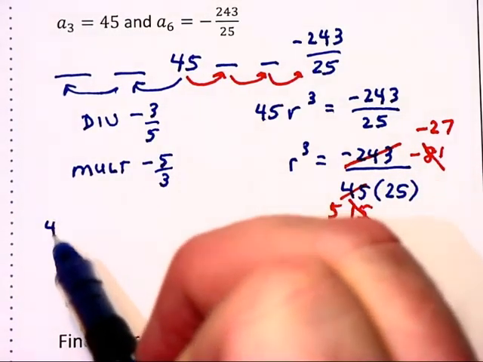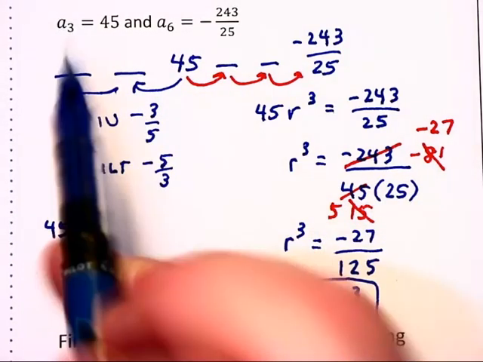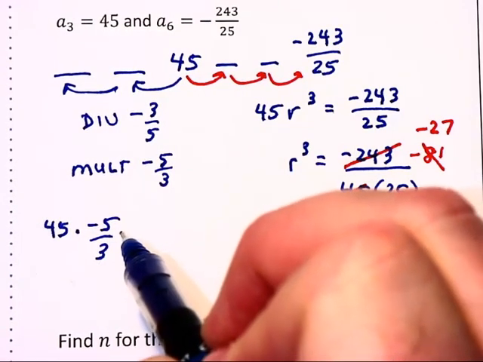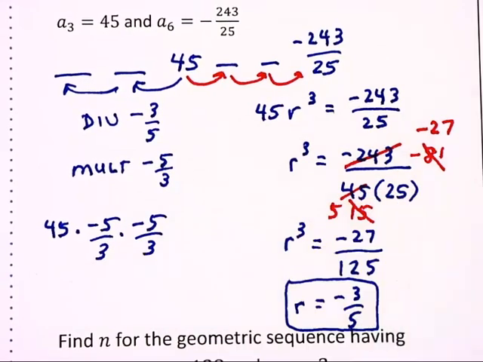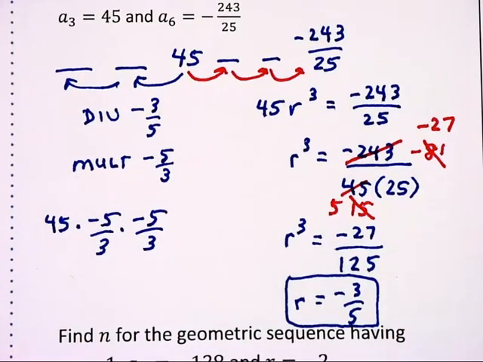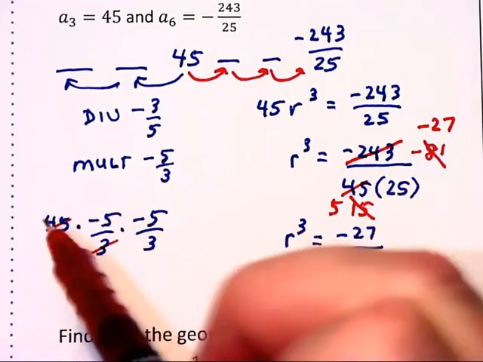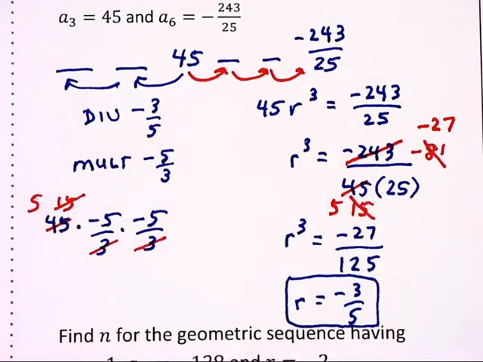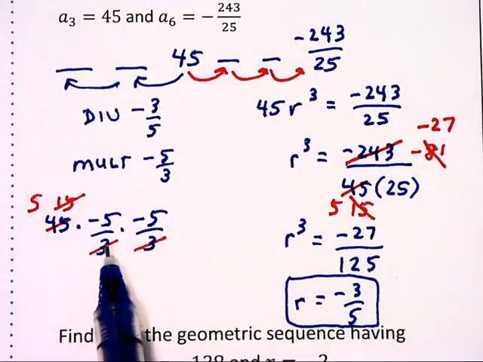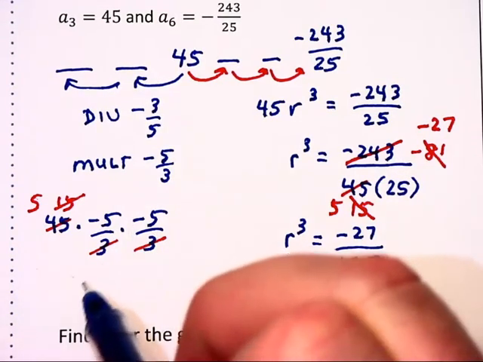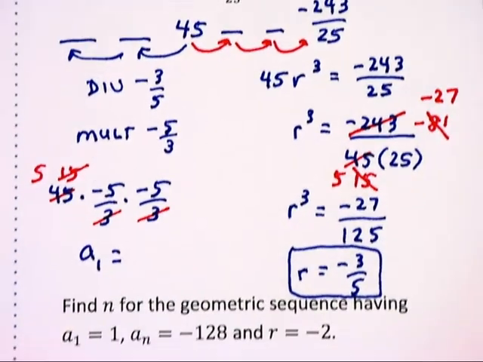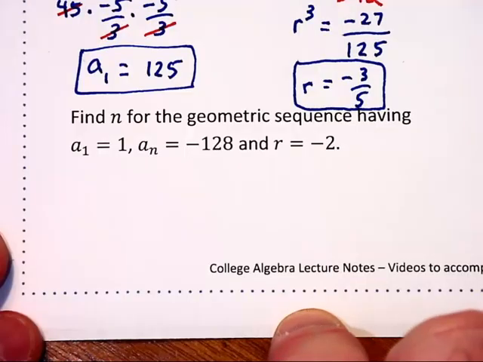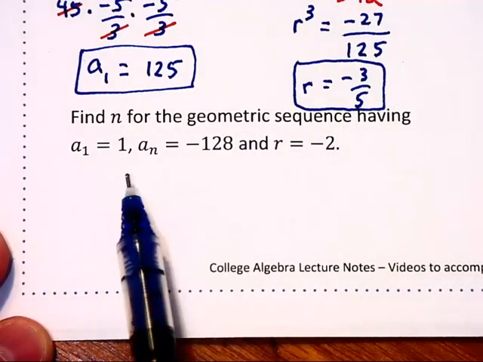So let's take our 45. We need to multiply by it twice to get to a1. So multiply by negative 5/3 and then multiply by negative 5/3 again. Now, let's do this. 3 cancels with 45, making 15. The other 3 cancels with that 15, making 5. So what we really have here is 5 times negative 5 times negative 5 again, and therefore a1, the second thing we're looking for, is 125 for this problem.